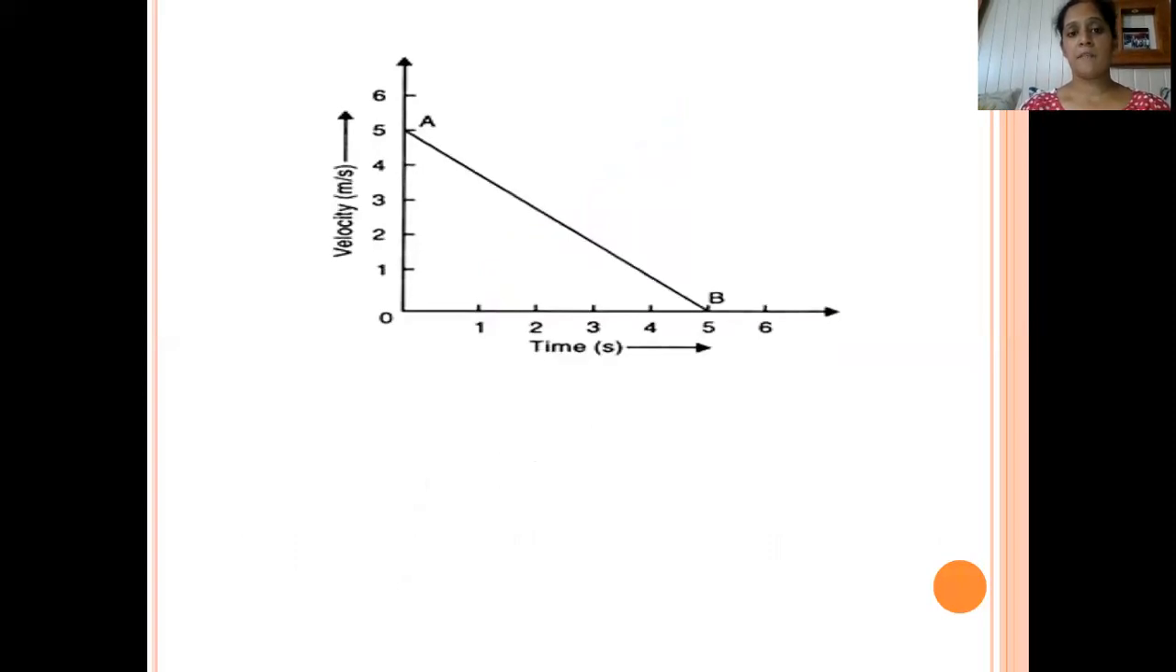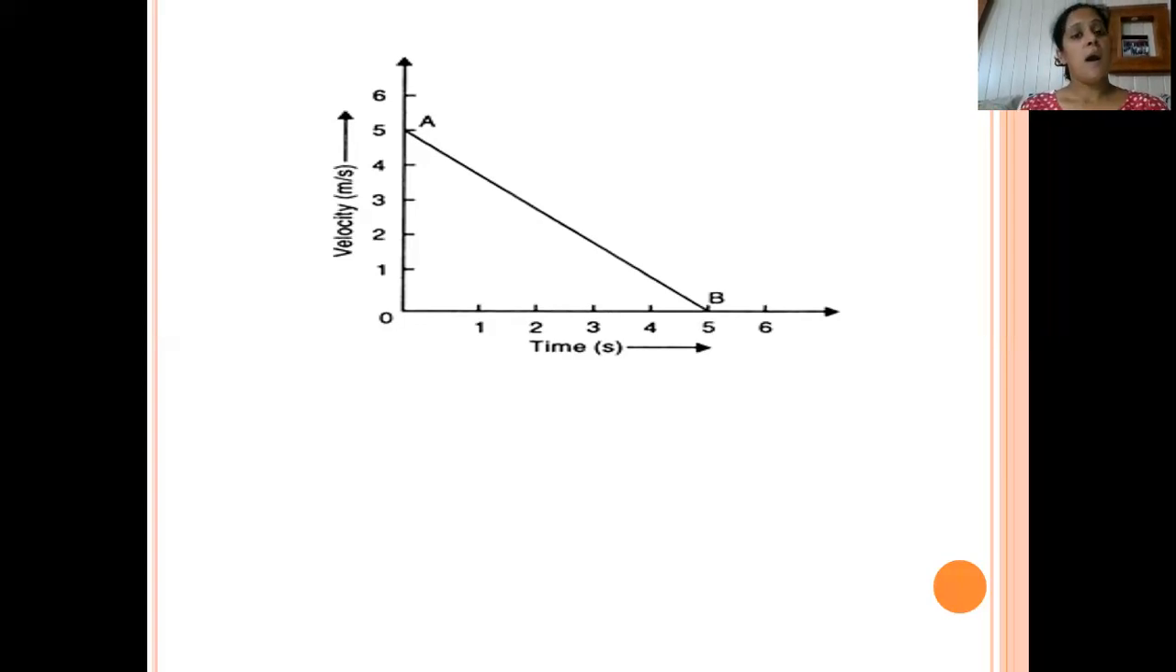Now in this graph, again, it is a straight line, but the slope is downwards. Like at the time of origin, the velocity is 5 meter per second. And then gradually within the next 5 seconds, it comes to 0 meter per second. So can we say that the velocity is decreasing? So that means it is showing retardation. And the retardation is uniform.